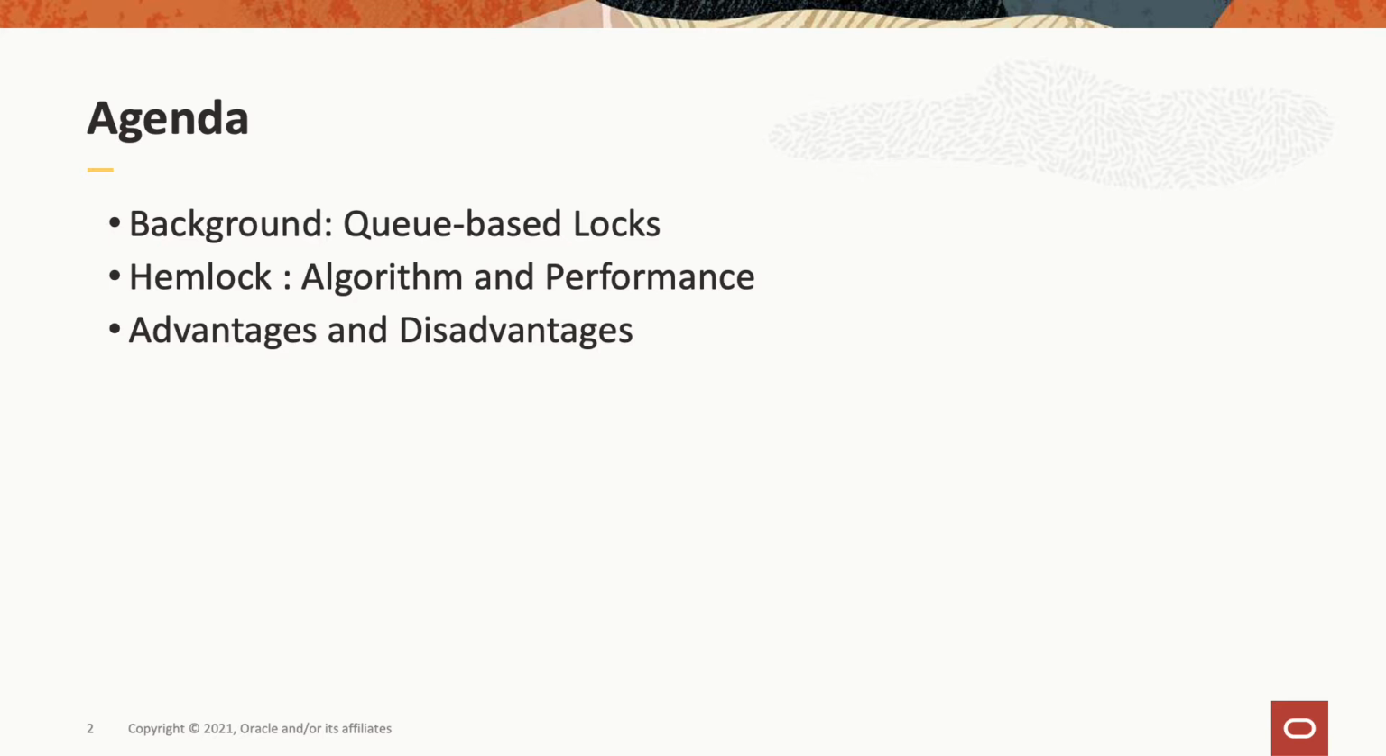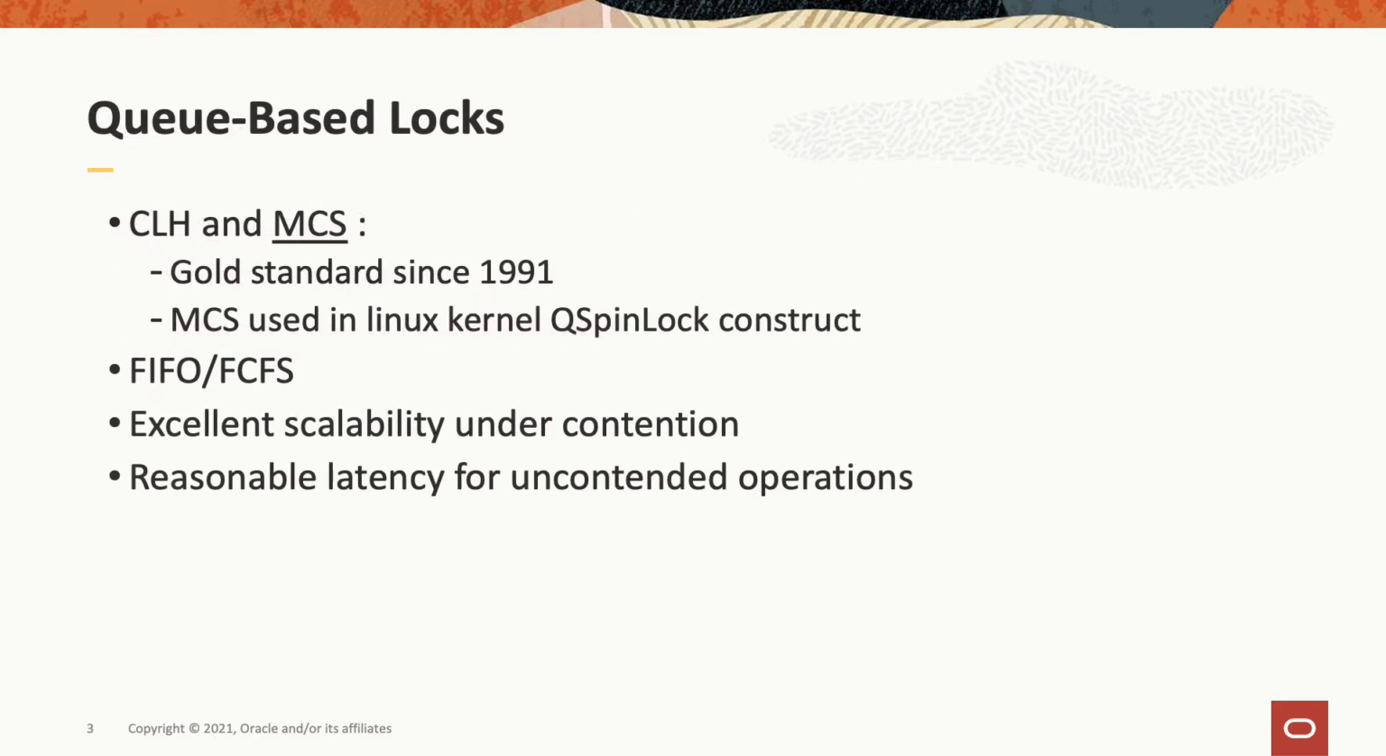The key queue-based locks are CLH, Craig, Landin, and Hagersten, and MCS, Mellor-Crummey and Scott. These have been the gold standard for queue-based spin locks since about 1991. MCS is used in the Linux kernel, for example, as the lowest level mutex construct in the system. Both of these locks are FIFO fair. They show excellent scalability under contention, and they have reasonable latency for uncontended operation. For our purposes today, we'll focus on MCS for comparison.